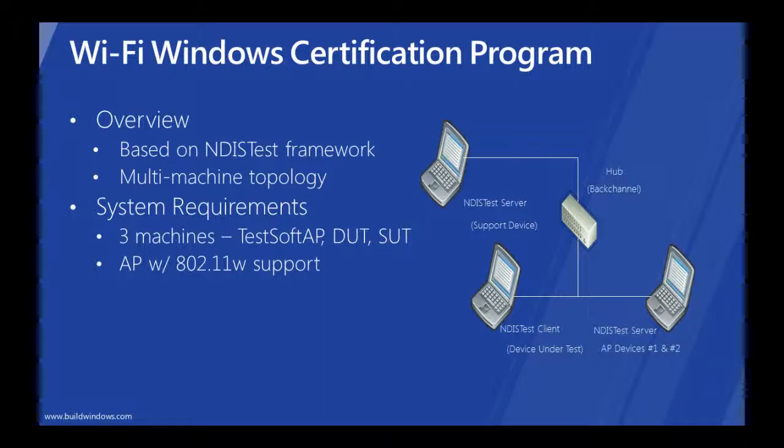As you can see on the slide, it's a 3-machine topology where one machine acts as the device under test, the other machine acts as a support device, and the third machine acts as an NDIS test server. You need to have 2 APs on the server just to test the roaming scenarios. And in Windows 8, because we have added new features like 802.11w, we require a standalone AP along with this setup to test these features. The NDIS framework provides back-channel communication and synchronization between configuring the test AP or SAT and DOT where the tests are run.